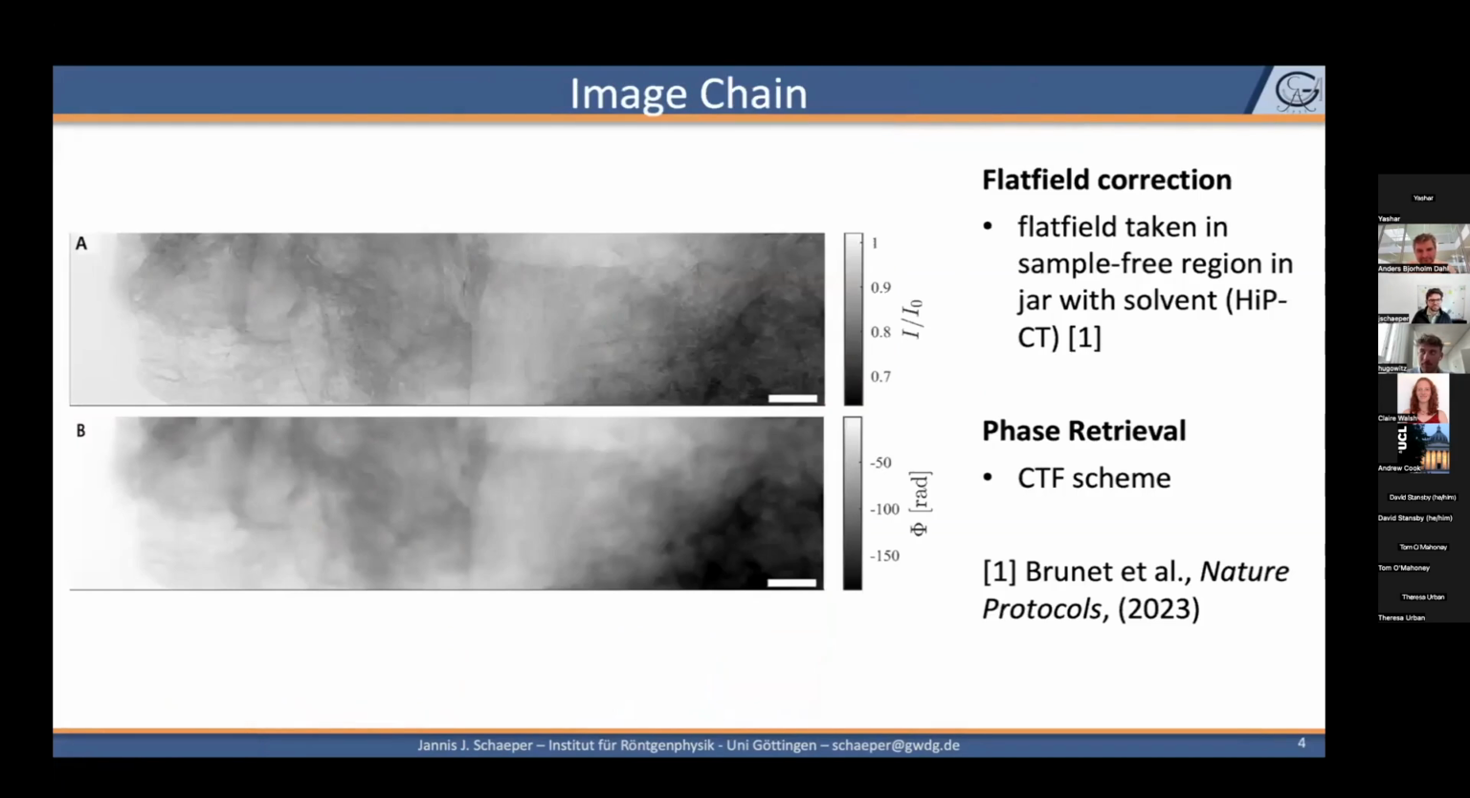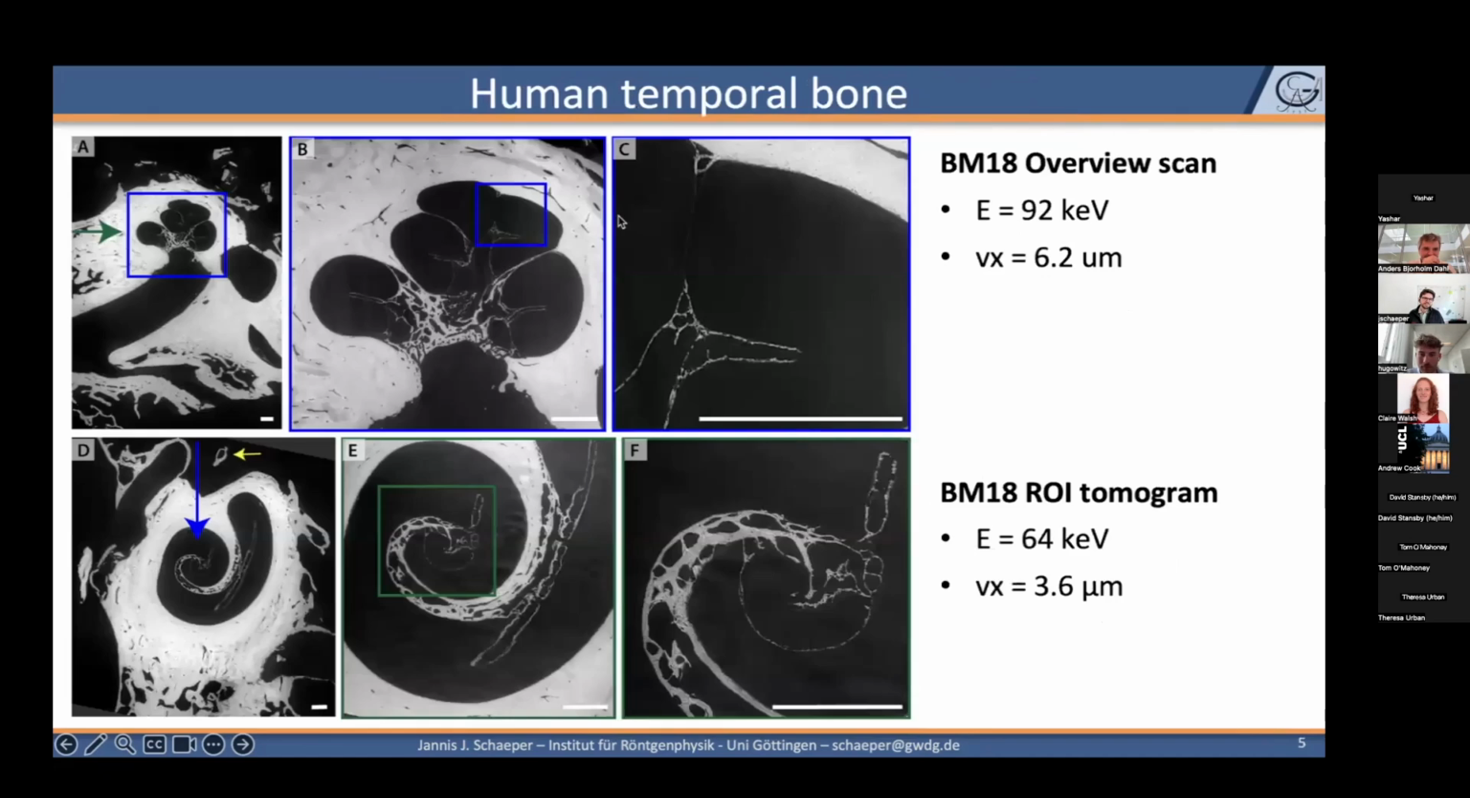For the imaging, it's a phase contrast CT. So every projection is corrected with the CTF scheme and then looks a bit more blurry, but it's necessary for the correct tomographic reconstruction.